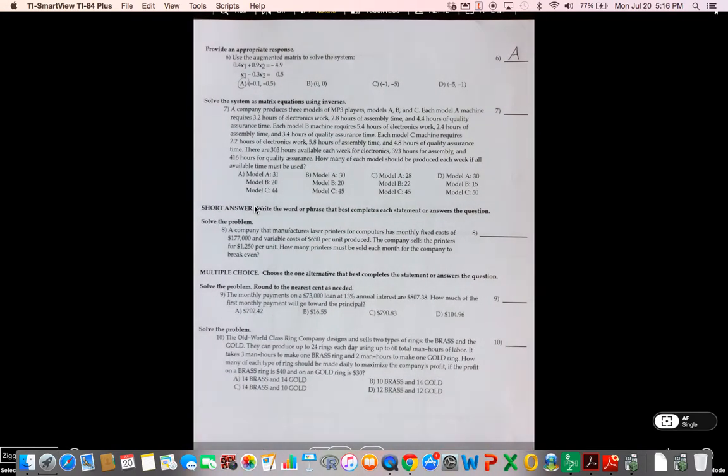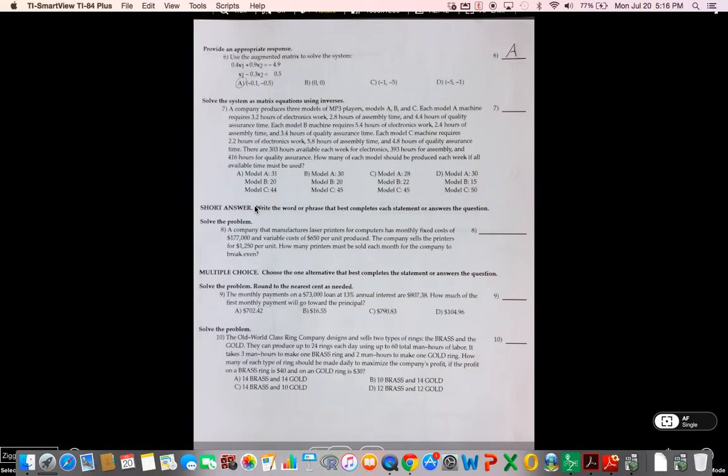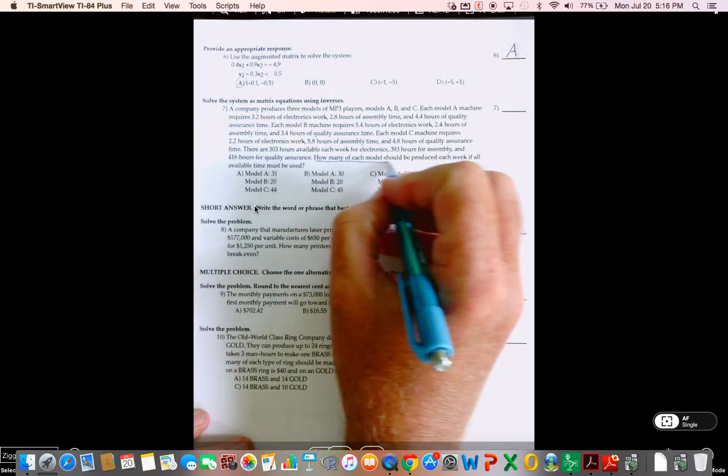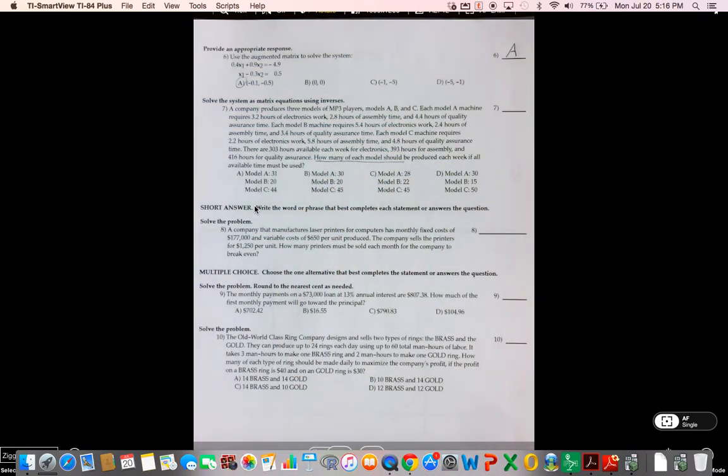All right, the next one. A company produces 3 models of MP3 players. Now, I can just kind of look at this and look at the answers, and I can see that this is a system of equations. So when I taught you systems of equations, I said once we see it's one of those types of problems, we need to go to the end of the sentence and determine what they're asking us to solve. And we can see here that it's for each model.